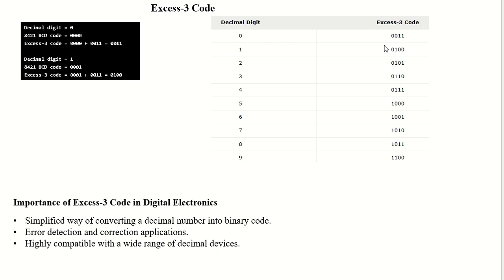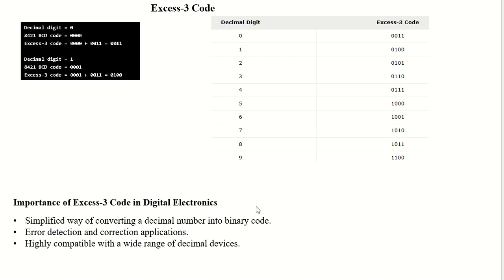Now 1 plus 3 is 4, so the final excess 3 code will be the binary value of 4. Now 2 plus 3 is 5, and the final excess 3 code will be 5. And just like that, excess 3 is available only between 0 to 9. This was used in ancient digital electronics, not now.